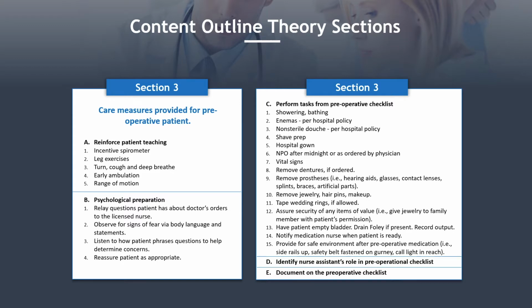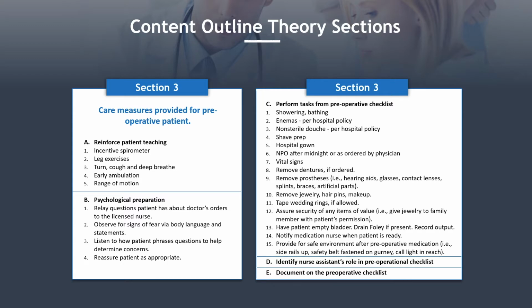B. Psychological preparation. Relay any questions the patient has about doctor's orders to the licensed nurse. Observe for signs of fear through body language and statements. Listen to how patients phrase questions to help determine concerns. Reassure patient as appropriate. C. Perform tasks from the pre-operative checklist.